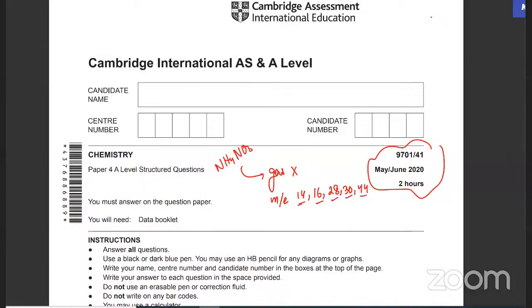Whatever gas is produced, it's being produced from this compound, right? So 14 would probably be the nitrogen fragment, 16 would be the oxygen fragment. The smallest ones are the simplest ones, they're easy to identify. 28 क्या होगा? 28 would probably be 2 nitrogens, N2 plus 1. 30 would be NO plus 1. 44 would be N2O. So that's your molecular ion. The heaviest fragment is the molecular ion, ठीक है? Is that clear?